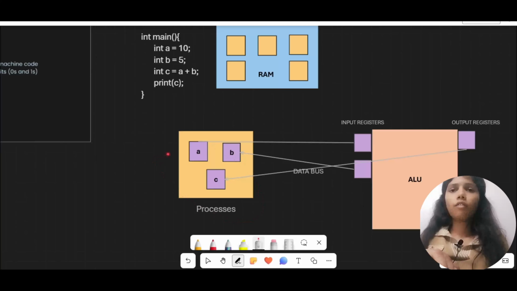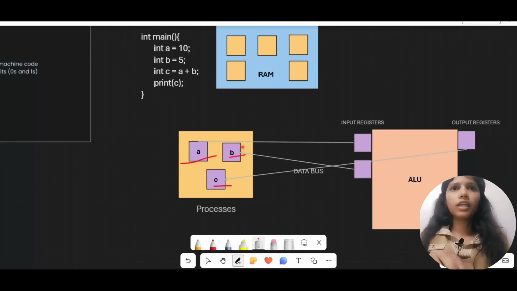After performing the operation, it produces output through the output register to the output variable. We have stored this a plus b in c. So it will be moving through the output register to c through the data bus again. So what exactly happens again?